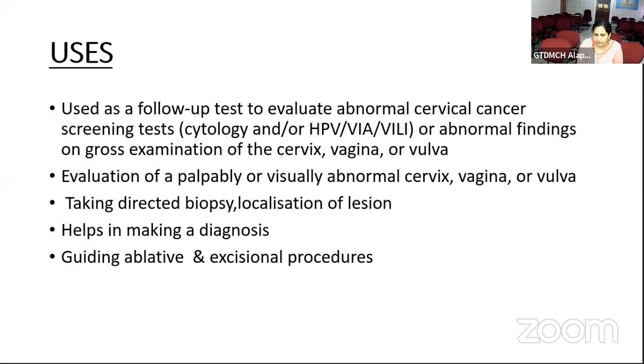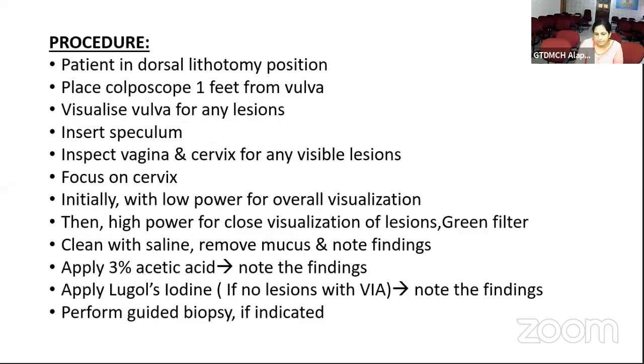Evaluation of a palpably or visually abnormal cervix and vagina, taking direct biopsy, and it also helps in localization of the lesion. The extent of the lesion can be localized much more clearly by the colposcope. It helps in differentiating a diagnosis of abnormal areas, and guiding ablative and excisional procedures.